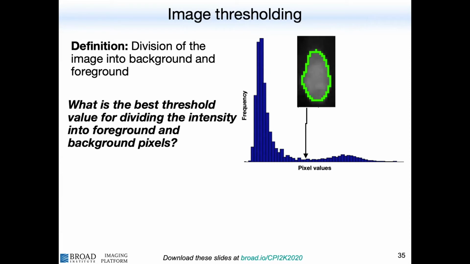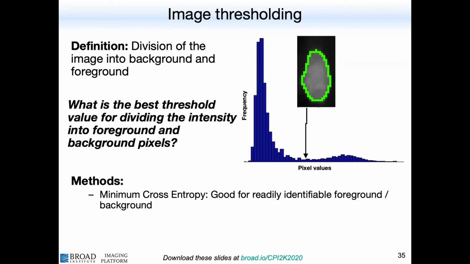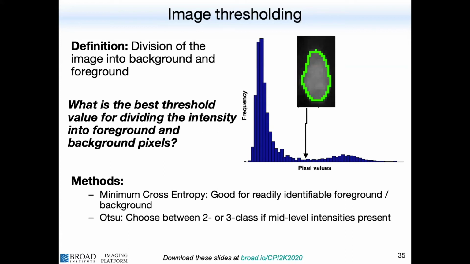Since there are different methods to draw this thresholding line, there are several methods that are already part of CellProfiler, and you get a chance to play with them all. But I just want to briefly introduce some of them. MCE, minimum cross entropy, is our default, and it's great when you have a good divide between the foreground signal and background. Otsu is very nice. It gives you a 2 or 3 class option.